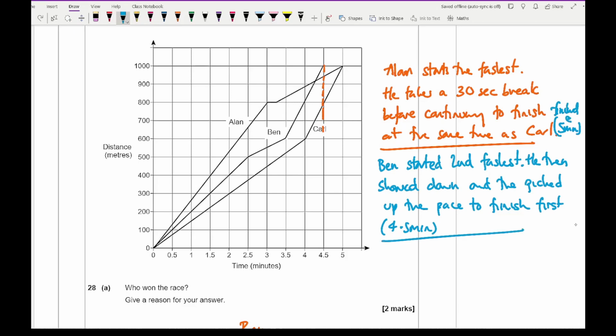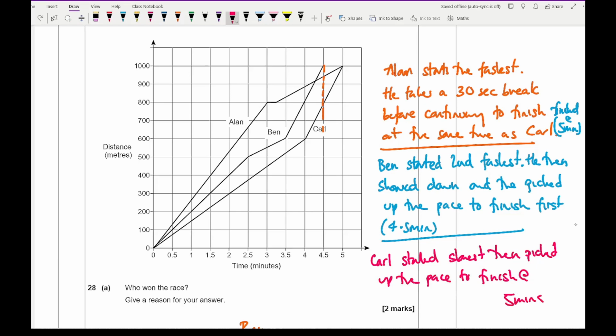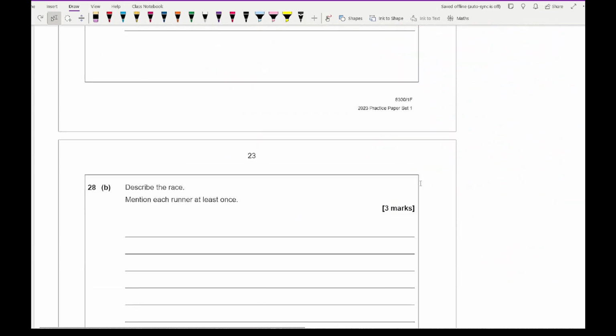And then we need to talk about Carl. So Carl started the slowest, then picked up the pace to finish at 5 minutes. So something along those lines where you're mentioning all 3 people and a little description about how they did in each race. Because remember, the steeper the line, the faster they went, and along those lines will be absolutely fine.